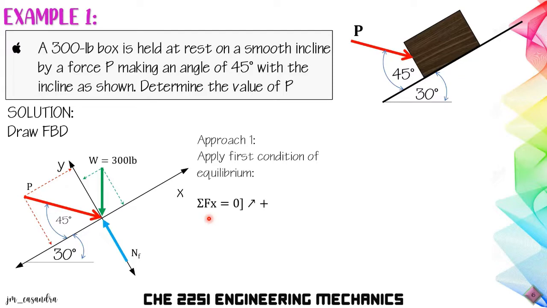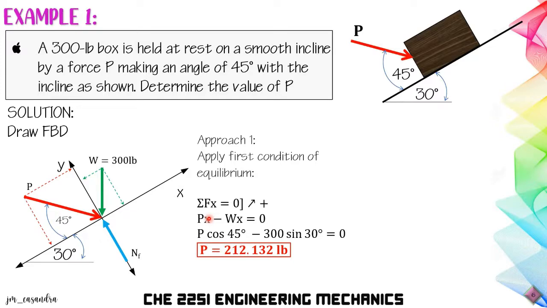Therefore, for summation of forces along x equal to 0, we have Px minus Wx equal to 0, or P cosine 45 minus 300 sine 30 equals 0. Simplifying, we get the value of P equal to 212.132 pounds. A second approach is to use a force triangle. For the force triangle, it is like drawing your forces using the polygon method.